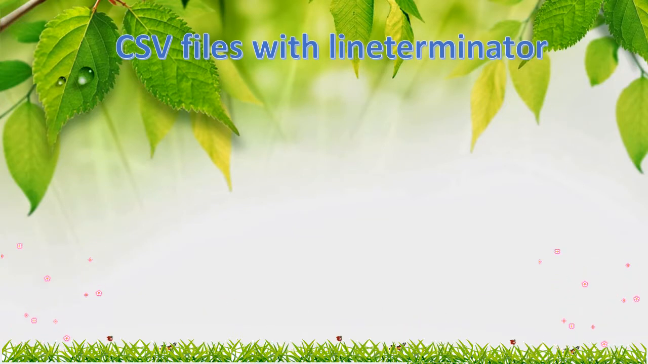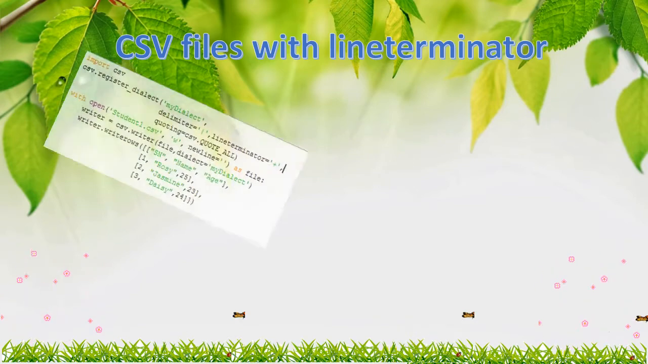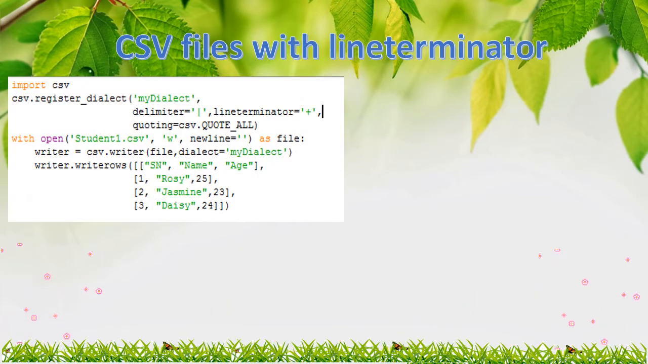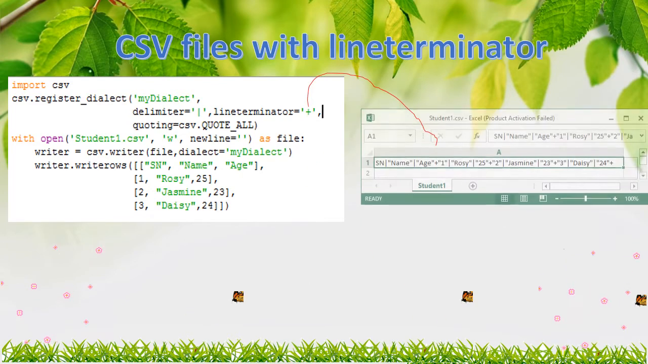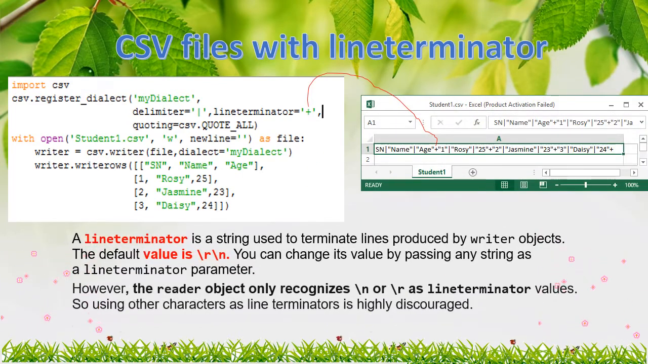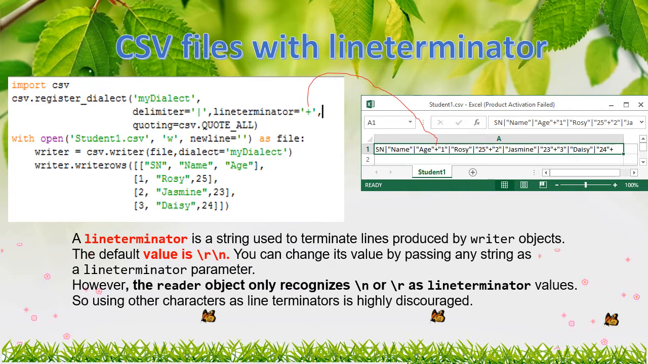And lineterminator. Every row is terminated by default with a newline character. But here I am using lineterminator equal to plus symbol. So every row ends with plus. While reading, if you give it, it will not be useful. For writing we can use it, because the default terminator, slash n or carriage return, is only acceptable in the reader object.